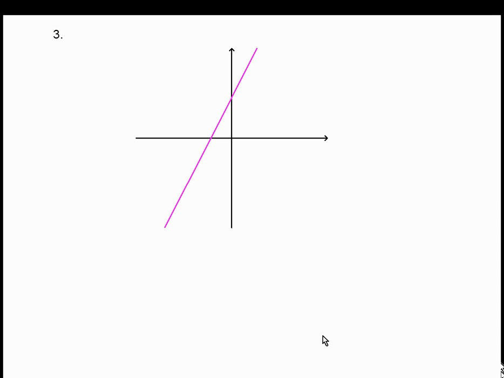Number 3, a line. Remember, the only line that wasn't a function was a vertical line. So here the inverse is a function because it passes the horizontal line test. Notice the only line which would fail the horizontal line test is a horizontal line.